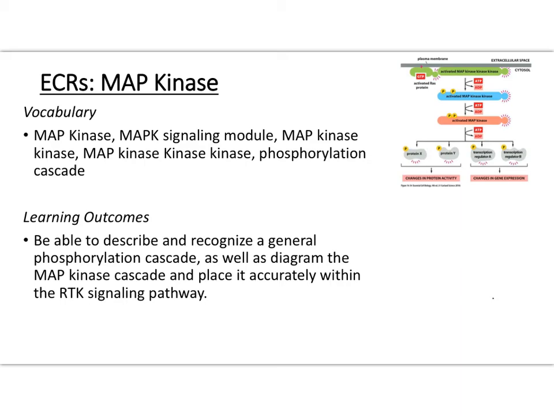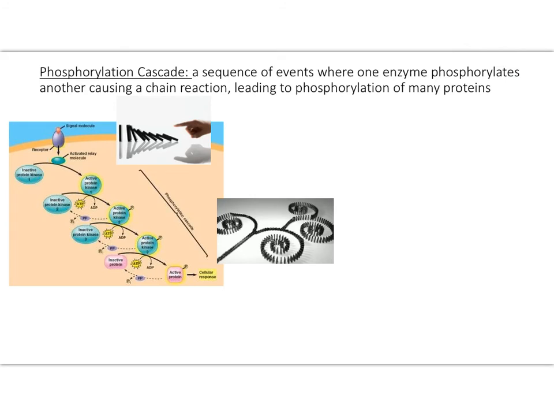This video is ECR's MAP Kinase. A phosphorylation cascade is shown here. This is a sequence of events where one enzyme phosphorylates another, which causes a chain reaction leading to the phosphorylation of many proteins. I like to think of this as a domino effect, so I've got a picture up here.